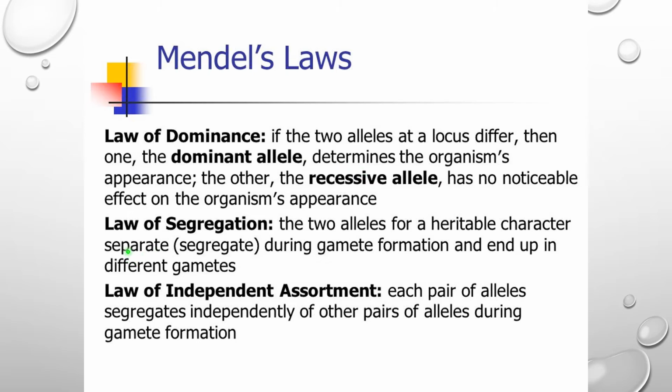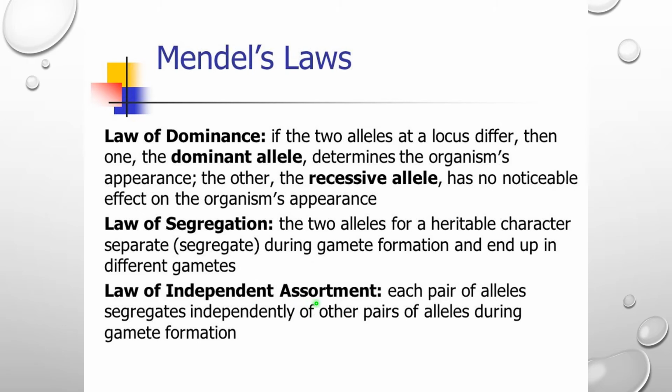Now what is the second law? The law of segregation. Segregation means separation. The 2 alleles for a heritable character separate, or segregate, during gamete formation and end up in different gametes. That means the law of segregation, or law of separation, is the separation of the alleles during gamete formation. So whenever gamete formation takes place, for crossing or selfing, the alleles are separated during gamete formation.